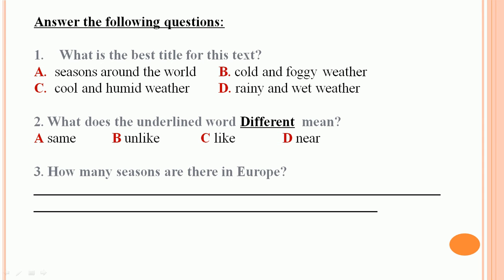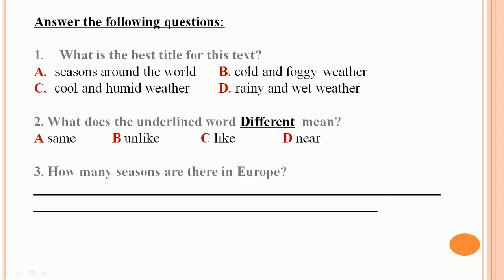The first question, what is the best title? So the word title means the main idea of the passage. If you would like to get the main idea, you have to read carefully the first 2 or 3 lines. So take care of this word title and the main idea also. You have to read the first 2 or 3 lines.